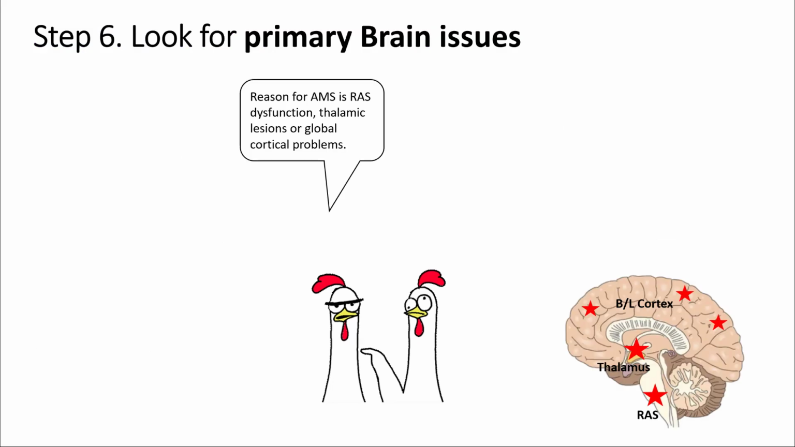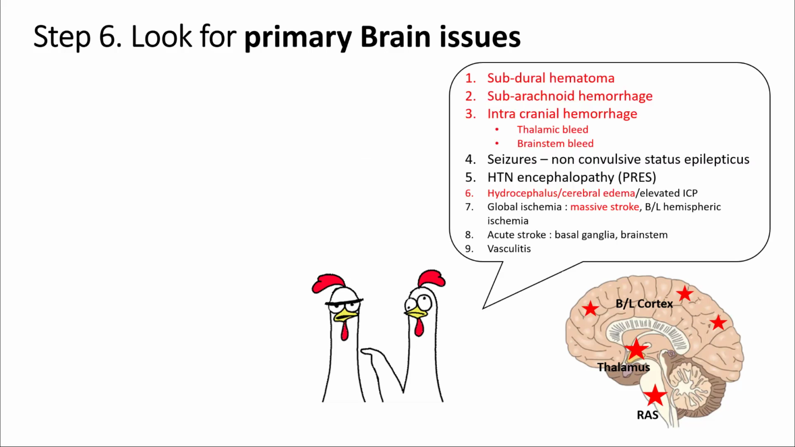Next, look for primary brain issues. The reason for altered mental status is reticular activating system dysfunction, thalamic lesion, or global cortical problems. So these are a few differentials for primary brain issues that can cause mental status changes.